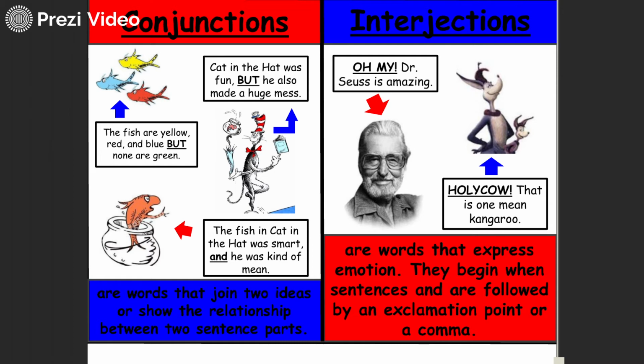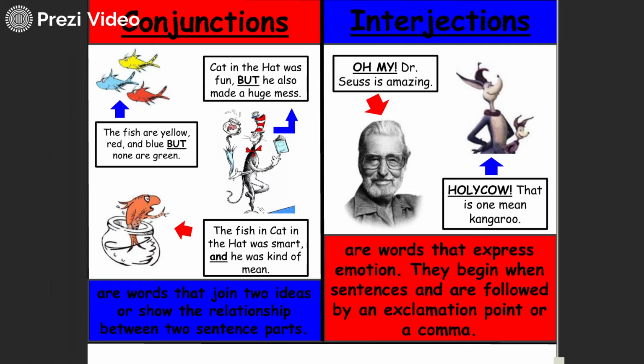I could say the Cat in the Hat was fun. I could also say the Cat in the Hat made a huge mess. But by combining them together, I make a much more interesting sentence. The Cat in the Hat was fun, but he also made a huge mess. I also make a contrast between him being fun, but also being messy. And sometimes someone who's fun is also someone who's messy.